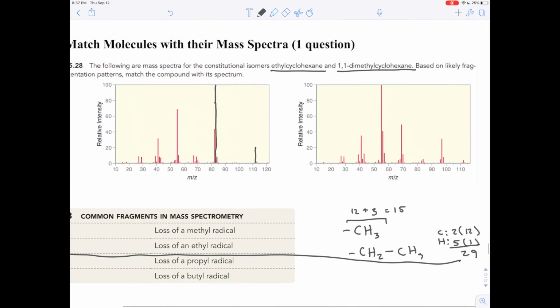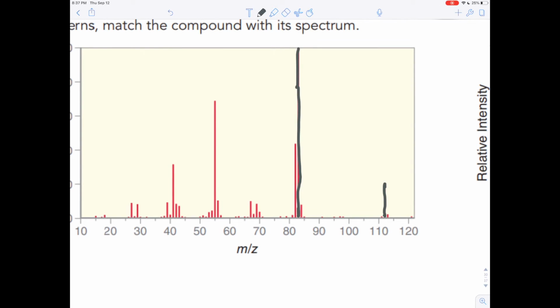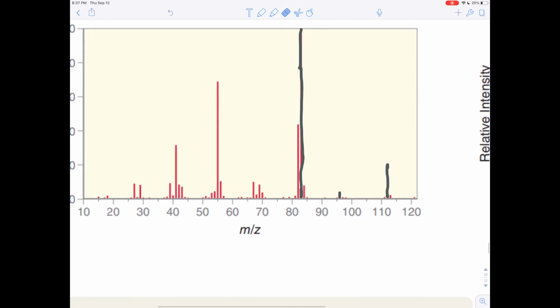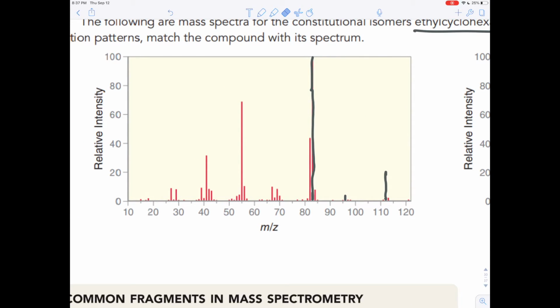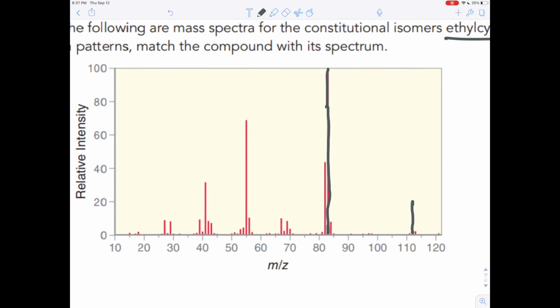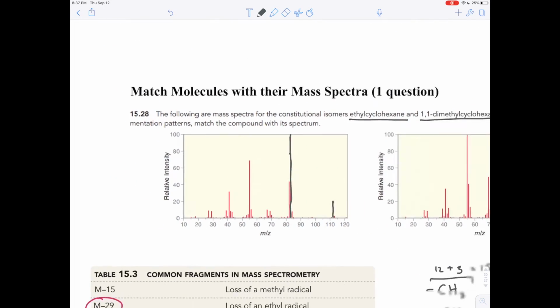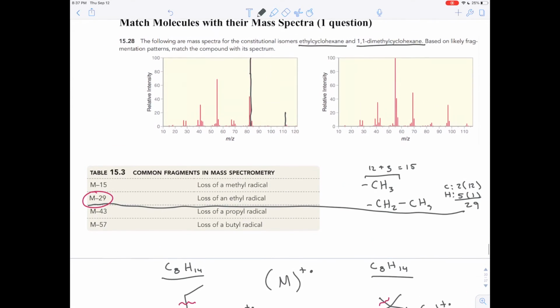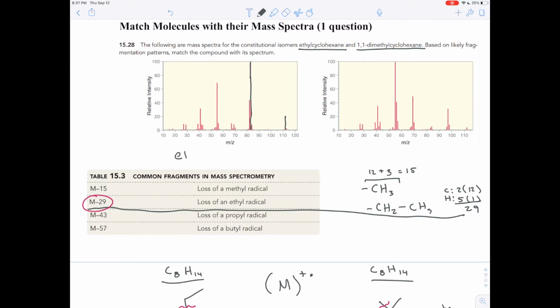Does it have an M minus 15 peak? Well, we go back to the 112. 10 would be around 102, and 5 more would be around 97. There's not a significant peak at the minus 15 position, so probably this does not have a methyl branch anywhere. So already we're getting the sense that this is the spectrum for ethyl cyclohexane.